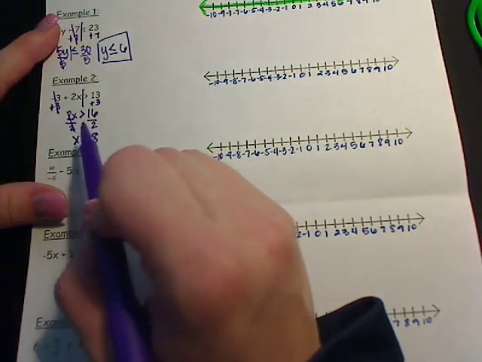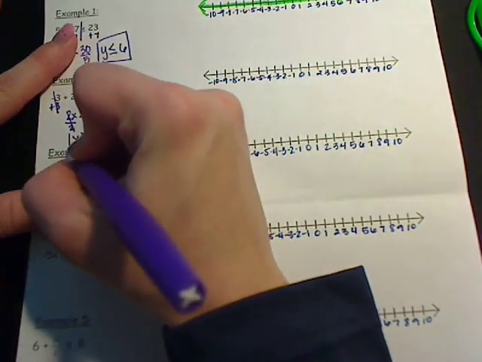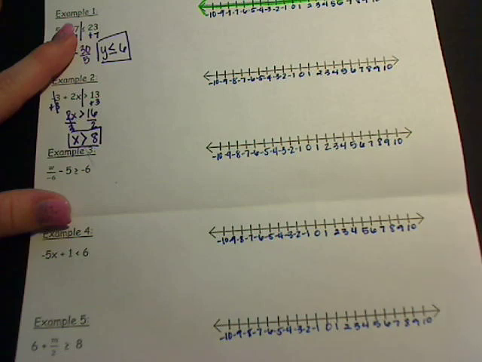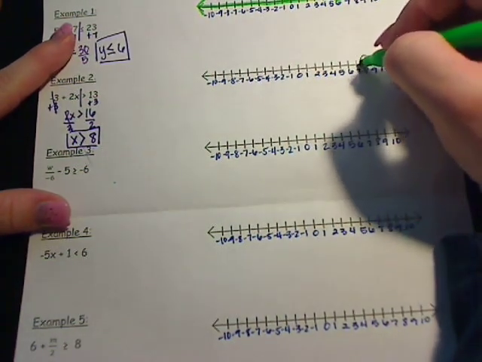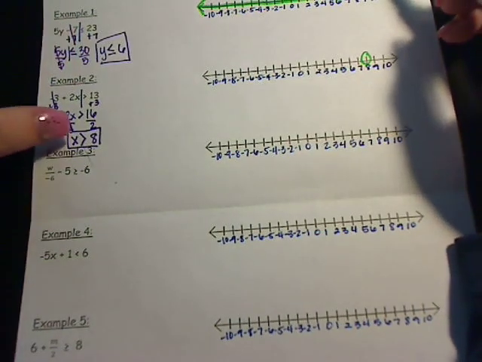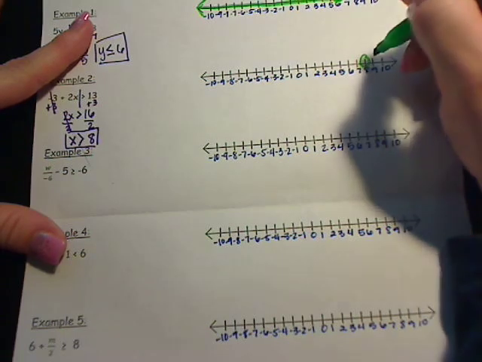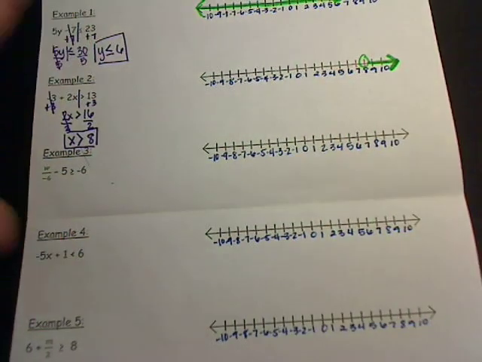I did not multiply or divide by a negative number. That's a positive 2, so my symbol stays the same. So x is greater than 8. So I'm going to put my circle on 8. I want everything greater than 8, so that does not include the number 8, so it's an open circle. And everything greater than that would be to the right.